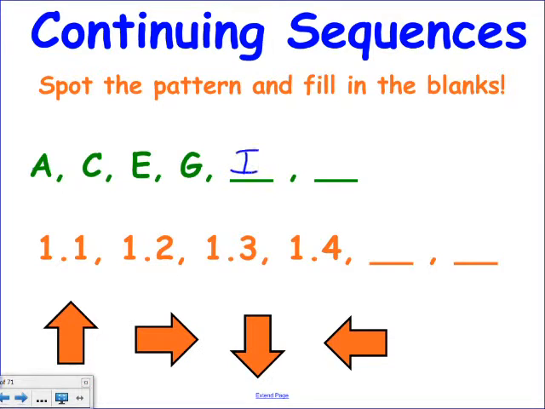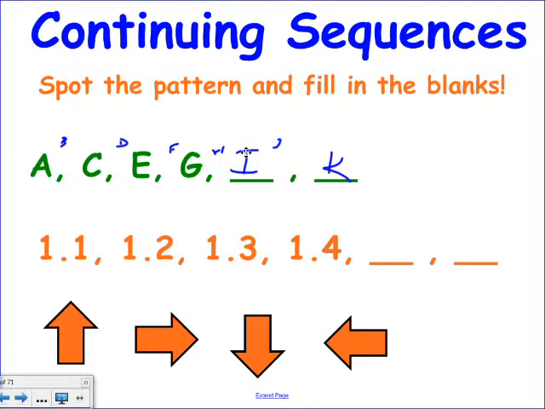I. Why is it I? Because you miss the H. Good. So it's A, I'm missing out B, C, I'm missing out D, E, I'm missing out F, G, I'm missing out H, I, missing out J, and K. Okay? So even numbers can have sequences. Sorry, letters can have sequences.